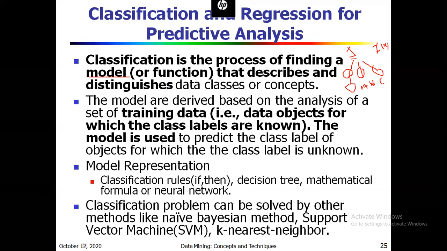So you have seen three models. You have seen if-then rules, decision tree. I have told you a little bit about the mathematical formula, and I have also told you about the neural network. But there are other methods as well, in which the most common are naive Bayesian method, support vector machine, and k-nearest neighbor. So in the later classes, we will learn about these methods as well.